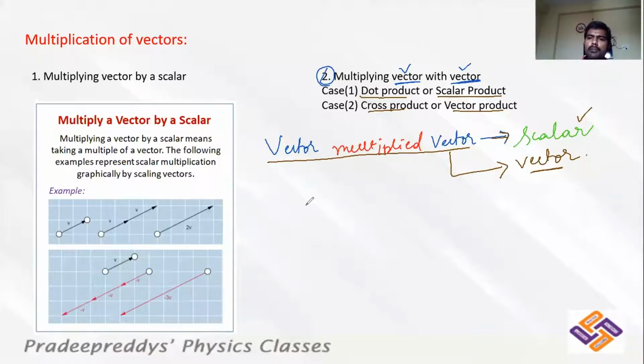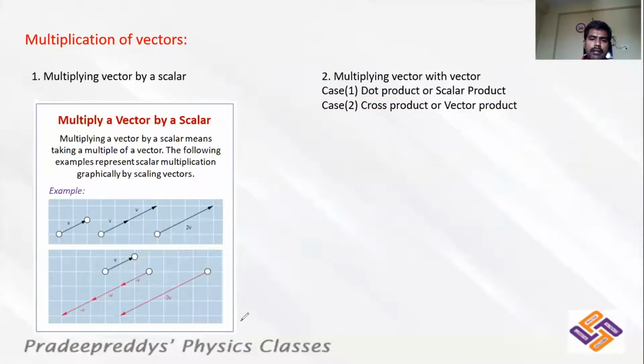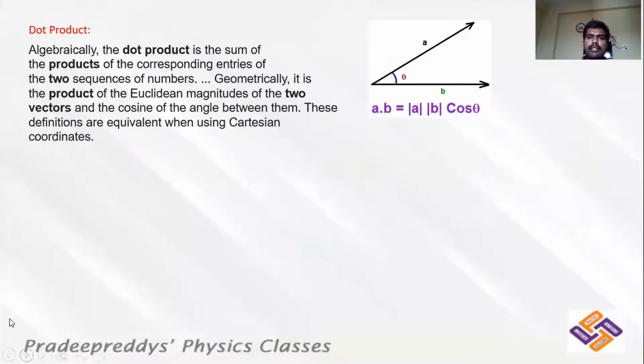Remember that dot product is scalar product because the resultant is a scalar. Cross product is vector because the resultant is a vector quantity, and you need to represent it in a particular direction. So in this first session, we will be learning about a vector multiplied with a vector resulting in a scalar quantity, that is dot product.